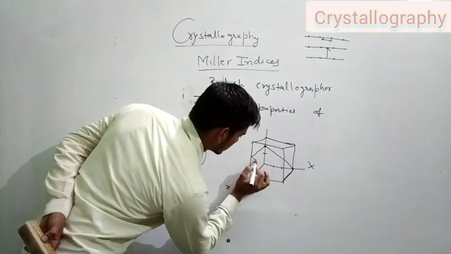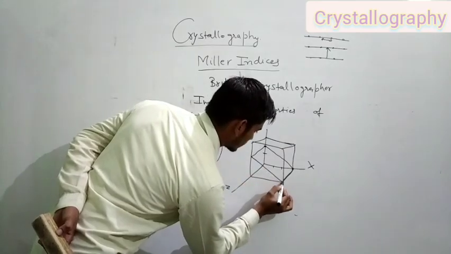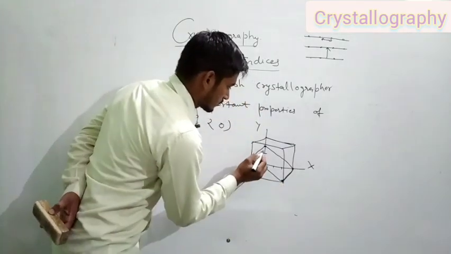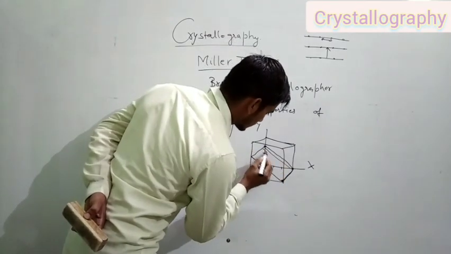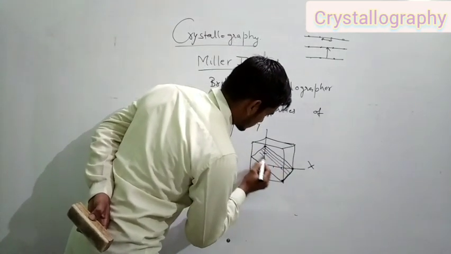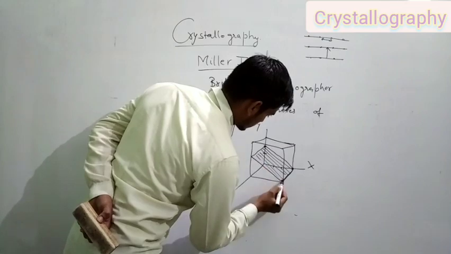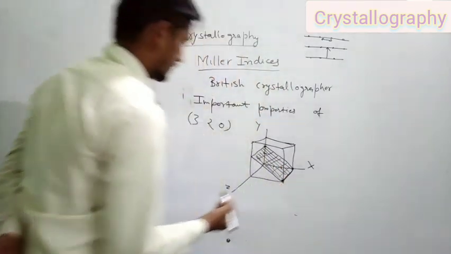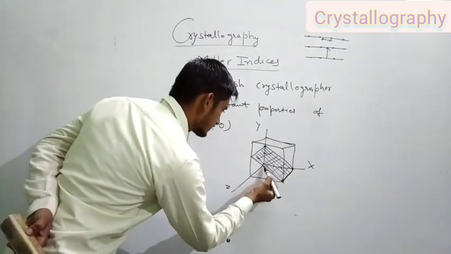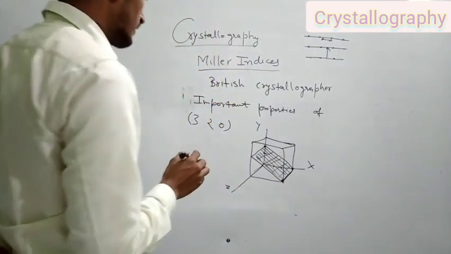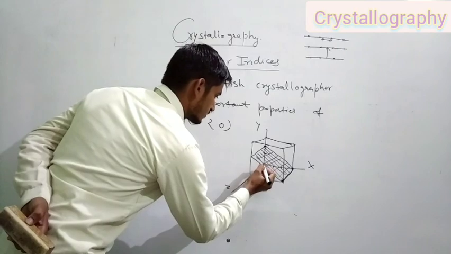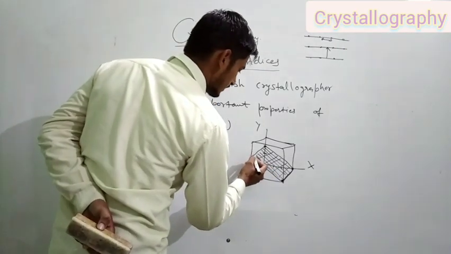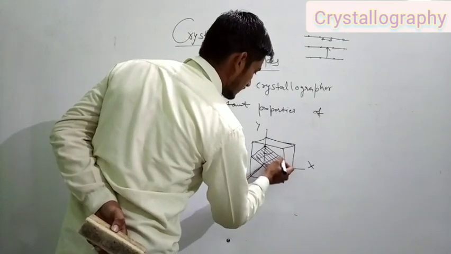Now we can match this with this axis, and this plane is parallel to the z axis, and this plane does not cut the z axis at any point. Okay, this is the plane parallel to the z axis.